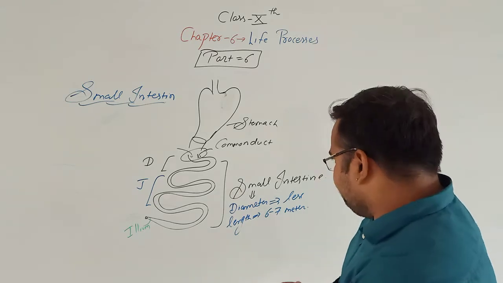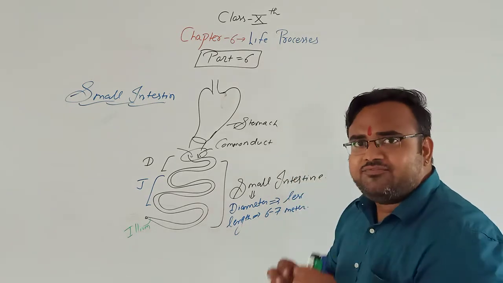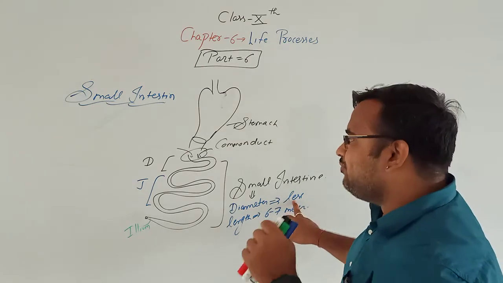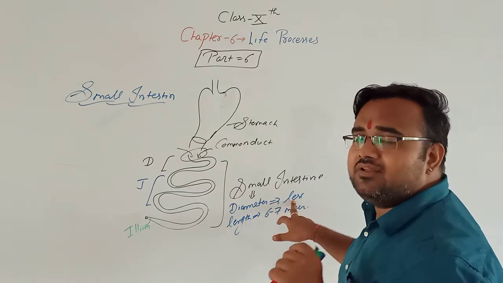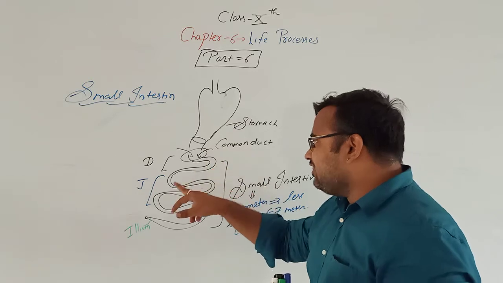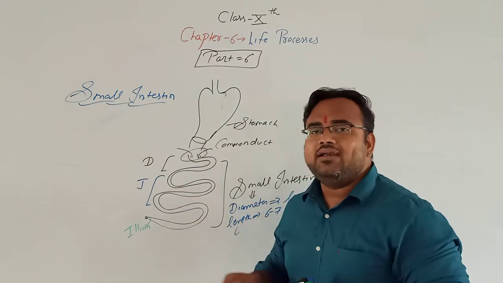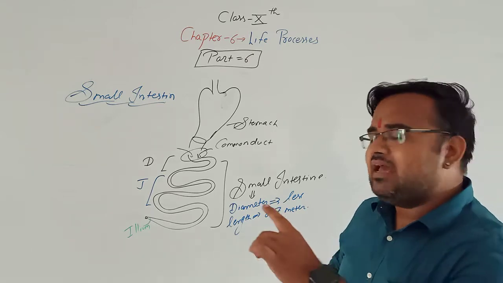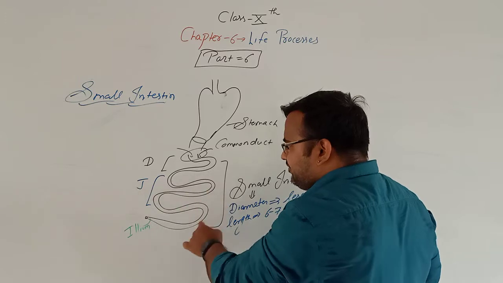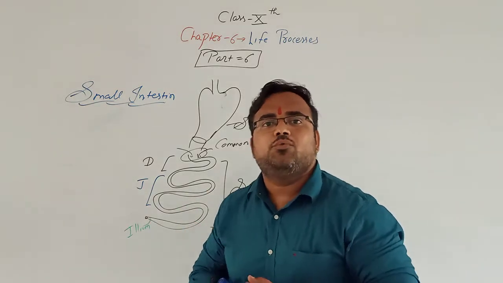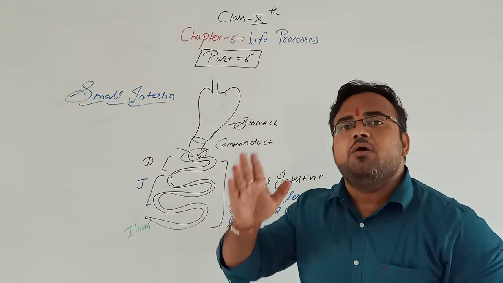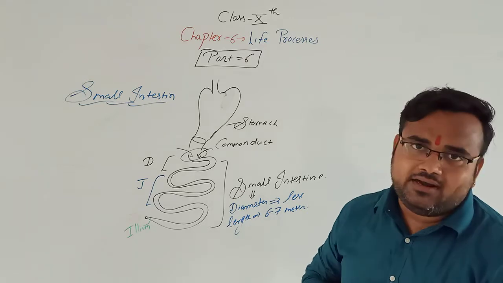Now what is the benefit of the diameter being less? The pathway for the food in the small intestine is curled, which means the food has to cover more surface area. If the food has to cover more surface area, more digestion will take place in the small intestine. That means most of the digestion will take place in the small intestine.